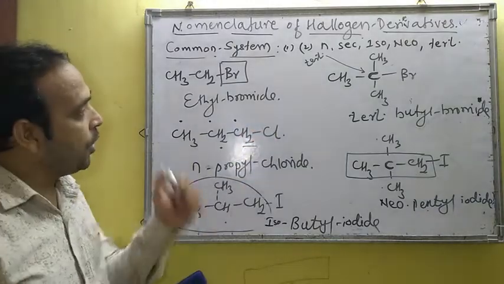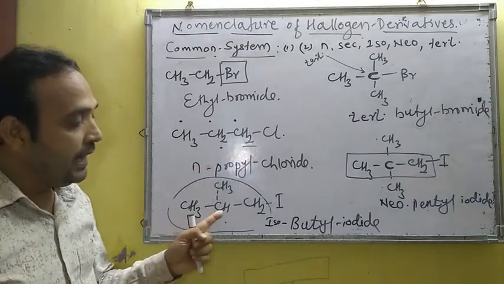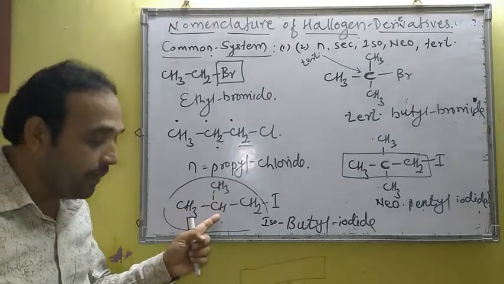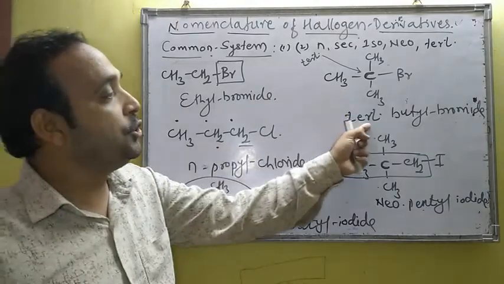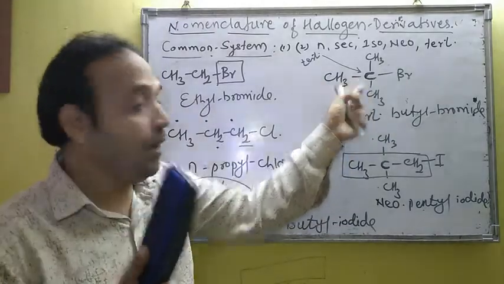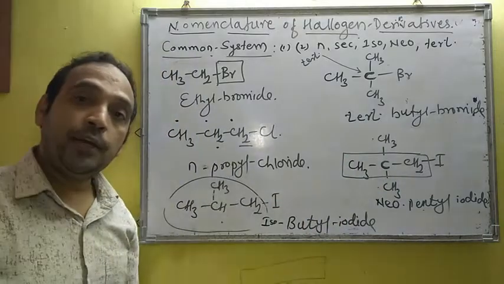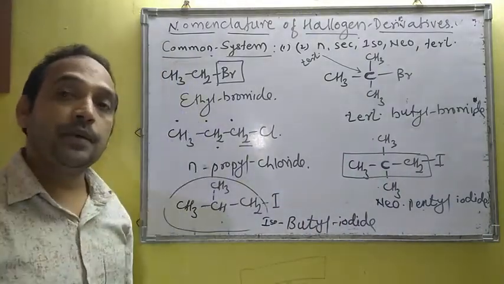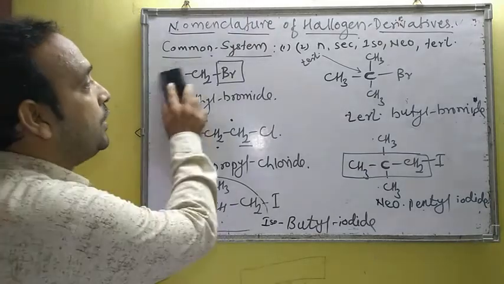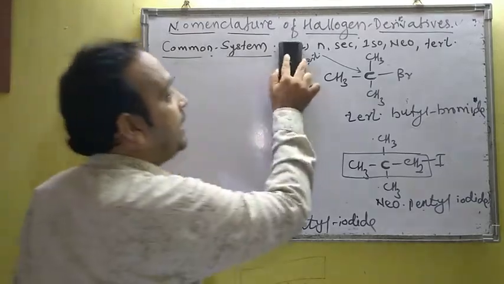Dear student, just observe ethyl bromide, N-propyl chloride, iso. Why is it called iso? CH3 methyl group attached to carbon number 2. Why is it tertiary? Because the halide is attached to a tertiary carbon. Why is it neo? 2 methyl groups attached to carbon number 2. Okay. Different examples are given in your textbook. Just go through those examples. This is the common system of alkyl halides.